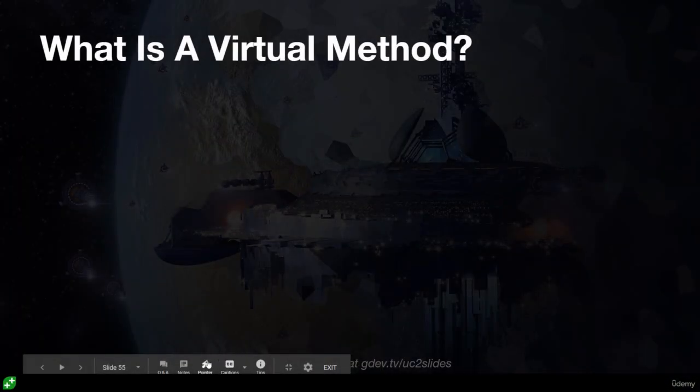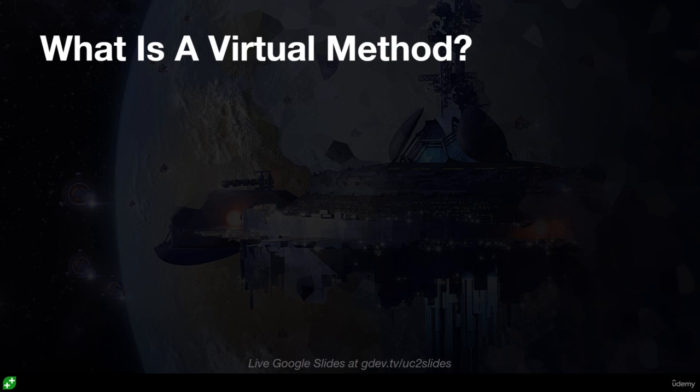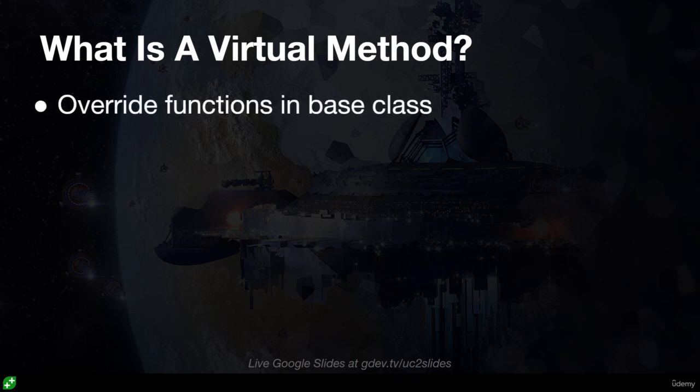So in this lecture, we're going to be talking all about the virtual method in C++. We've seen it before, we've used it, but have we fully understood it? Let's see. The idea of the virtual method is that it allows us to override functions in a base class. We've seen this with things like begin play and tick in Unreal. But let's get further into this and understand why they're marked as virtual.